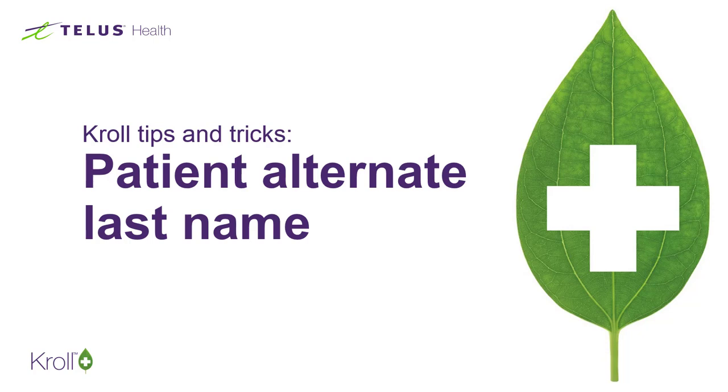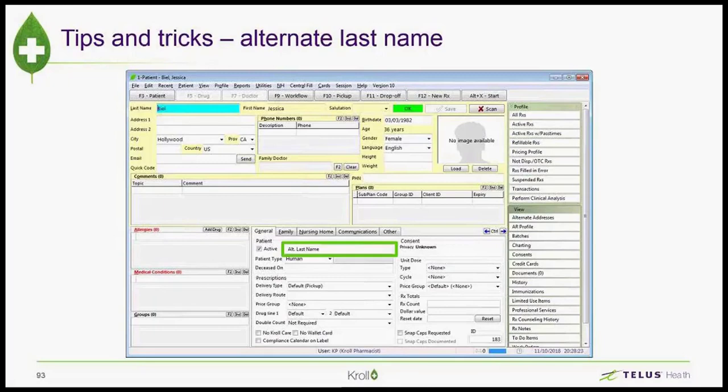What I want to do right now, on this very last section that I call my tips and tricks, is start off with my very first item. It's just patient alternate last name. On the patient card, we've actually got this alternate last name field.